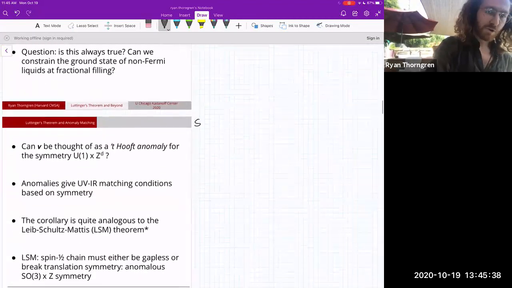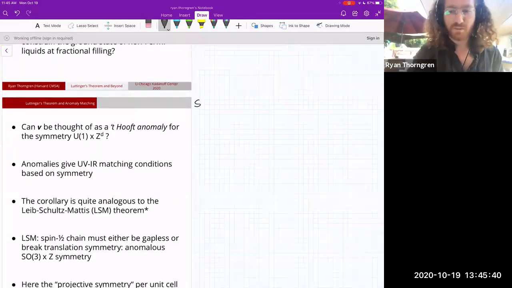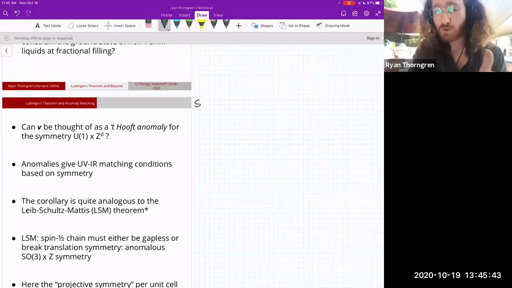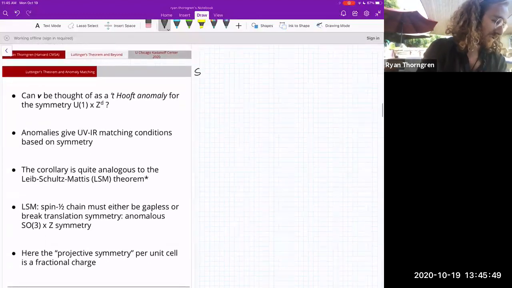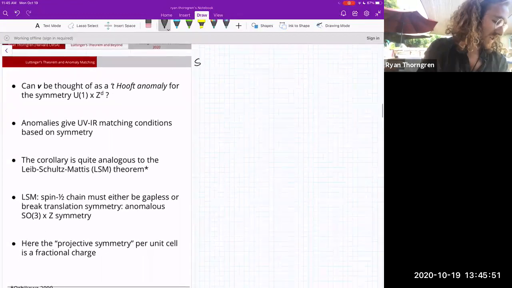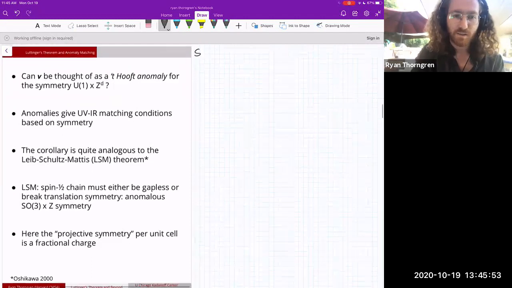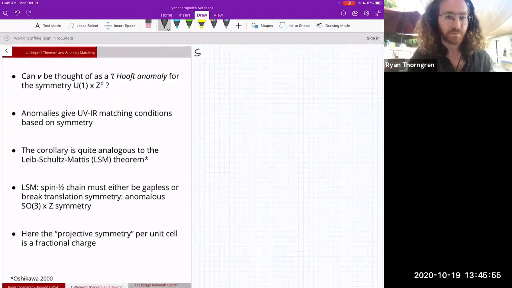Now, the program is to try to think about Luttinger's theorem, or at least this corollary, as a kind of 't Hooft anomaly for the symmetry. Now, I'm going to tell you about 't Hooft anomalies, but just to give you some intuition for why you might make such a claim.